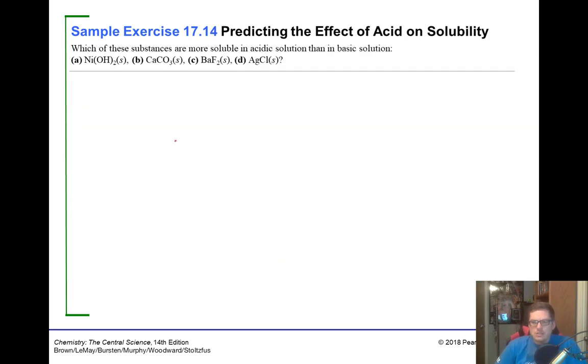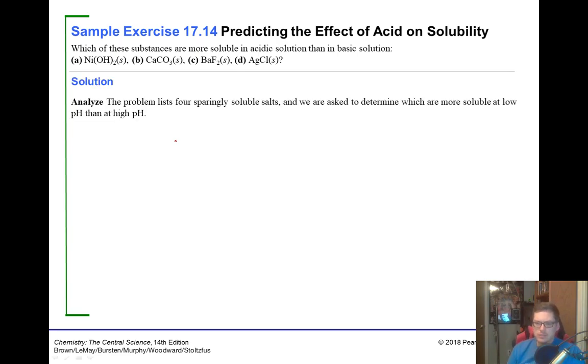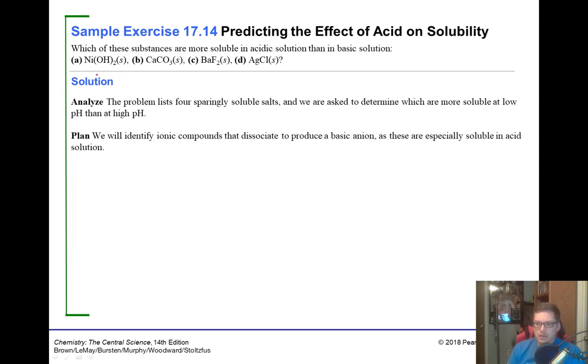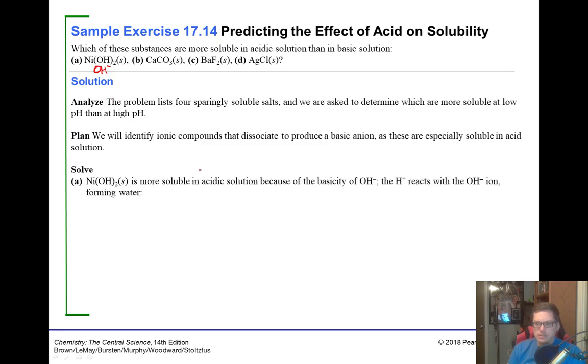And then last one here, it says predict the effect of acid on solubility. Okay, so which of these substances are more soluble in acidic solution than in basic solution? So we're going to walk through their logic for each of these guys here. What we really want to do is look at the anions and decide whether or not the anion is basic. Okay, so sodium hydroxide. The anion here is OH minus. OH minus is a strong base.